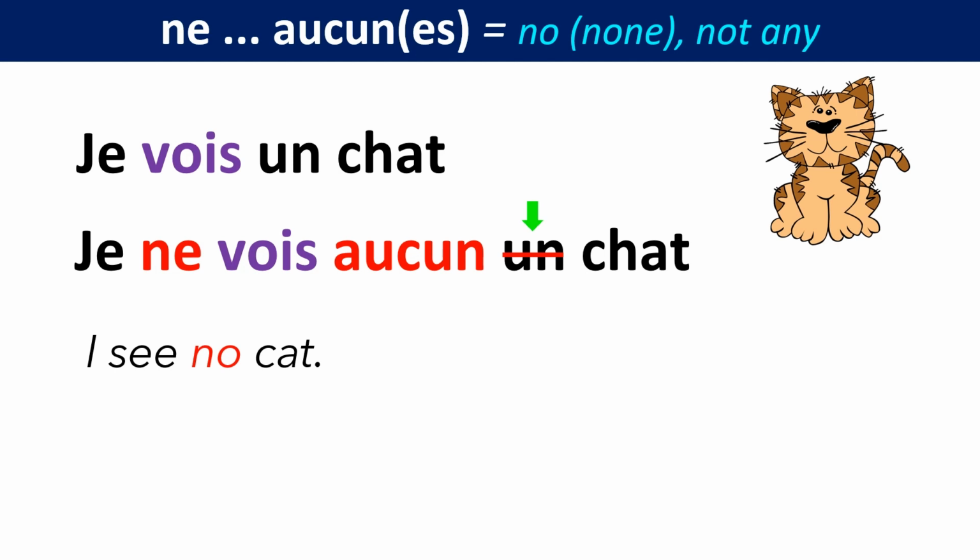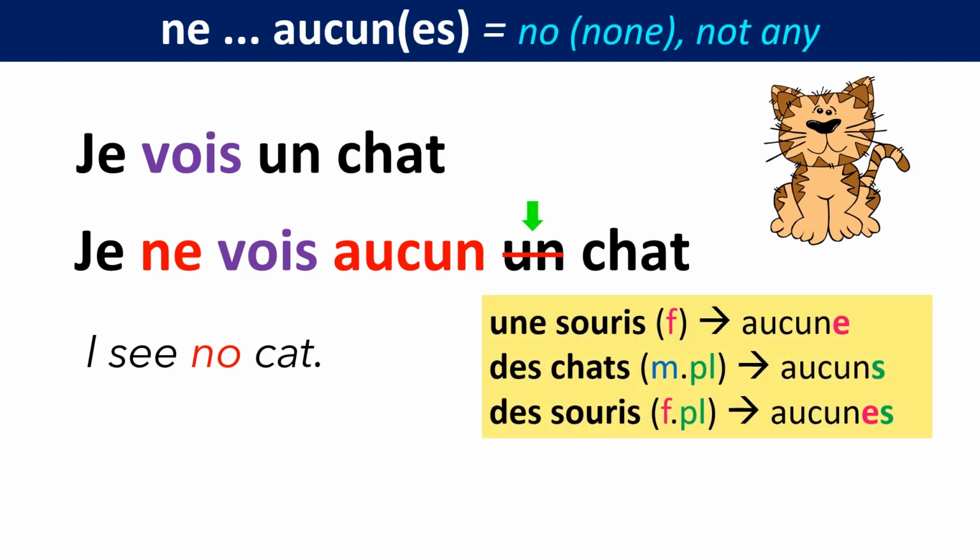One thing to remember also is that aucun works like an adjective. In fact, it is an adjective in this case. And if I'm talking about a mouse, une souris, souris is feminine, so aucun will become aucune. There's more than one cat, we're going to say aucun chat, although the S is silent. If I'm writing, I need to write the S. Souris, when plural, is going to have an E and an S at the end because it's feminine plural.